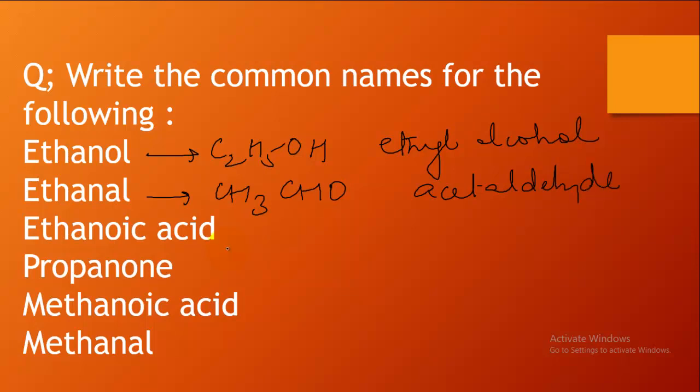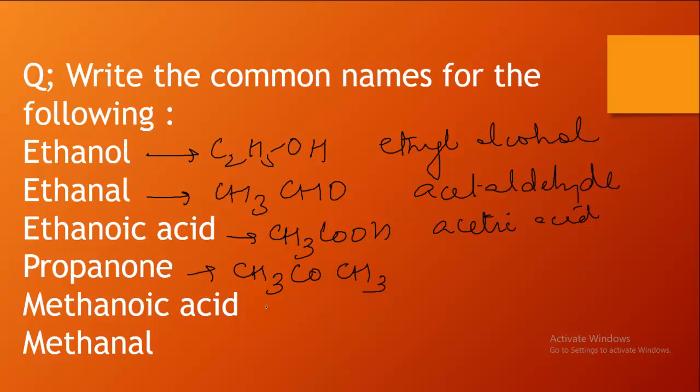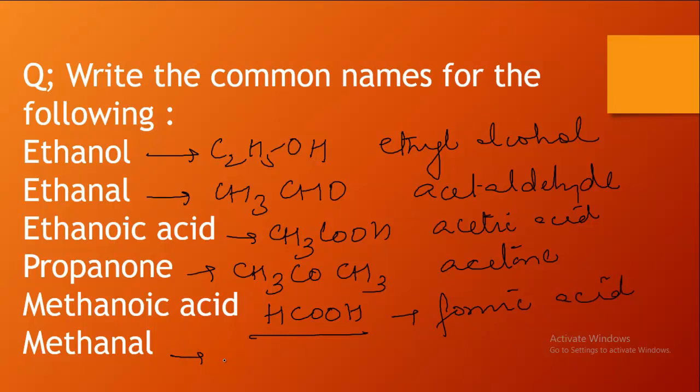Ethanoic acid refers to CH3COOH, and the common name for it is acetic acid, also called as vinegar. Propanone is CH3COCH3. This is what is propanone, and the common name for it is acetone, which is a major constituent of nail polish removers. So this is acetone. Methanoic acid refers to HCOOH, and the common name for it is formic acid. Formic acid. Methanal refers to HCHO, and the common name for it is formaldehyde.